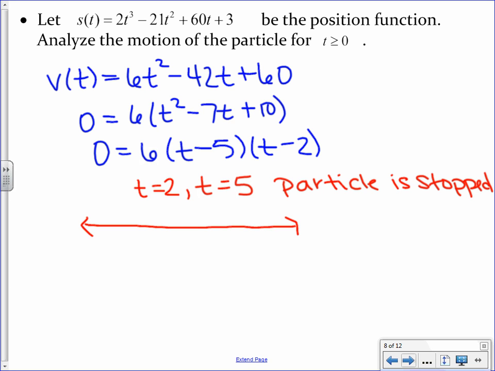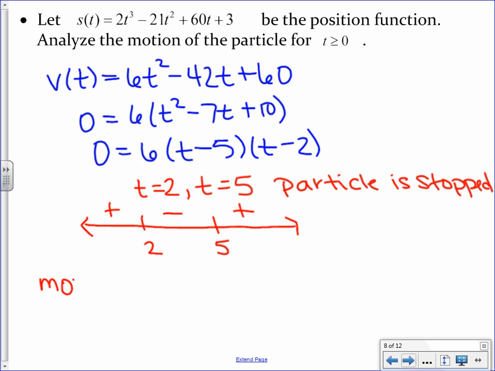All right. Now, let's look at our sign chart. Our critical points are at 2 and 5. What's happening to the left of 2? Are we positive or negative? To the right of 2. To the right of 5. Okay. So, what does this mean?